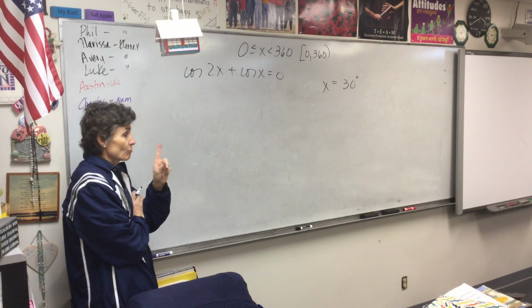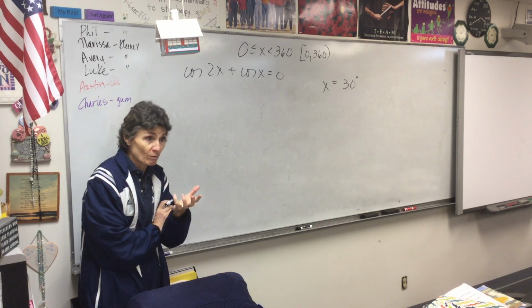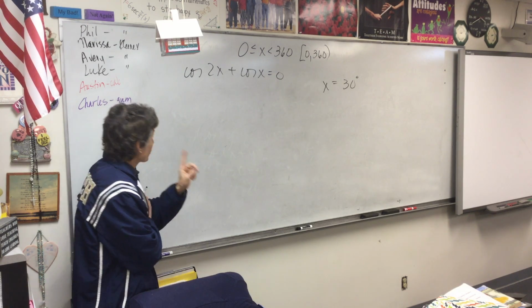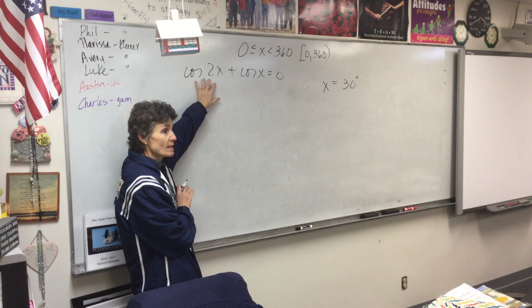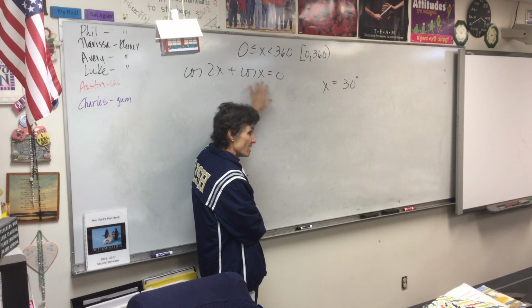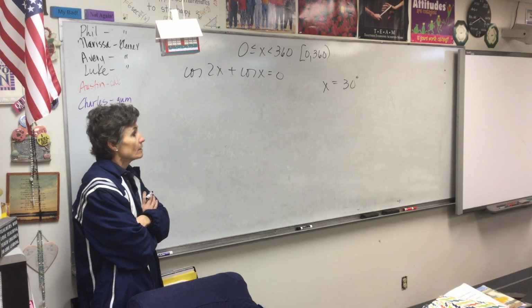Well, factoring is a wonderful idea. It's something we want to do in almost every one of these problems, but it's not possible at this point because this is a cosine 2x and this is a cosine regular x. They aren't like terms. There's nothing to factor at this point. Emily?